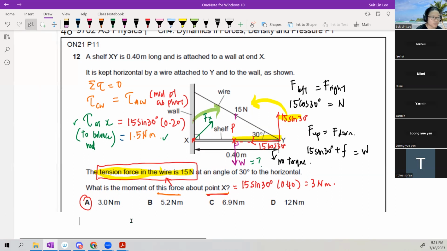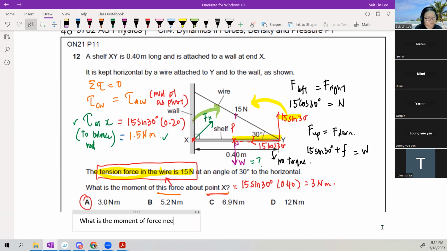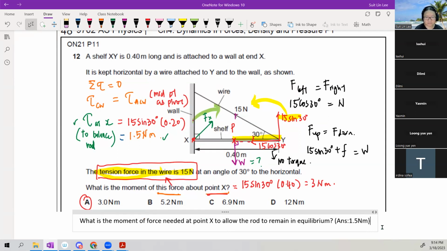So rephrasing so that it is the green color answer would be, what is the moment of force needed at point X to allow the rod to remain in equilibrium. Okay. So if that is the case, then that will be 1.5. Sometimes I'm so used to doing difficult questions that I can't recognize an easy one.